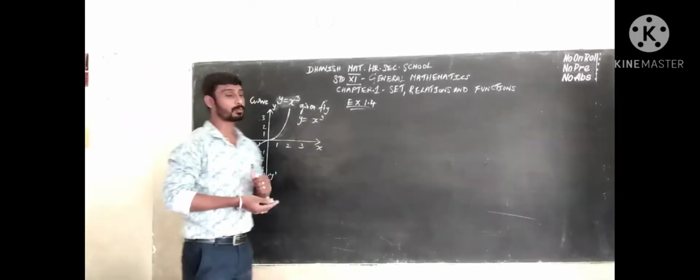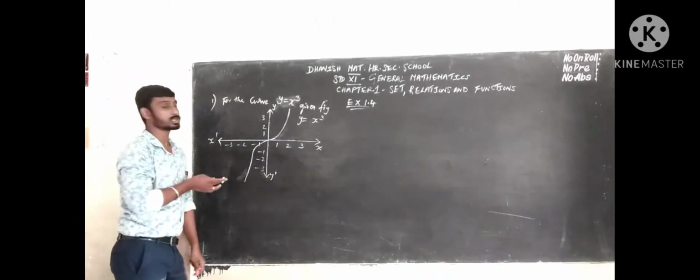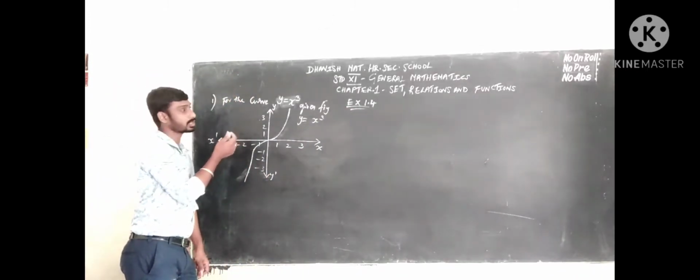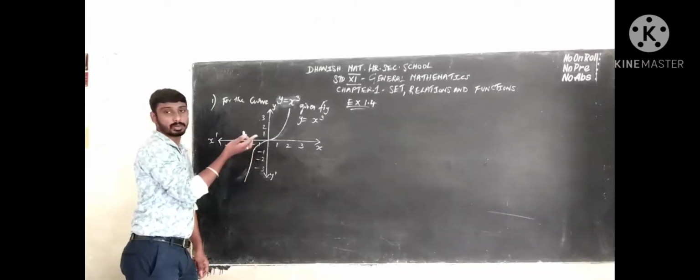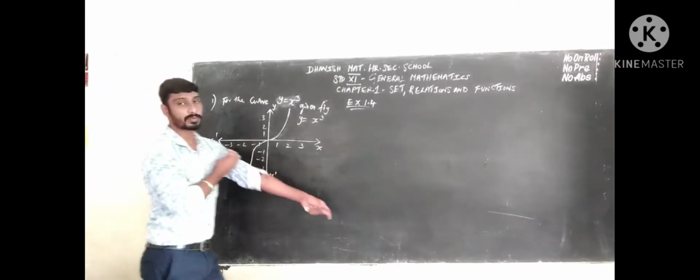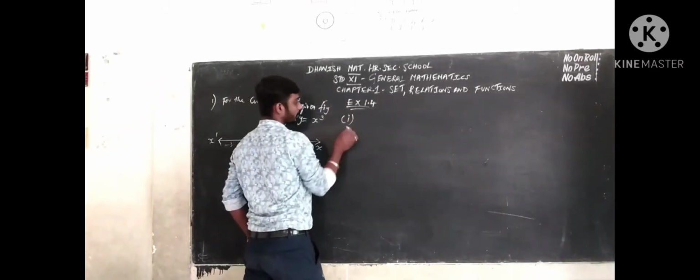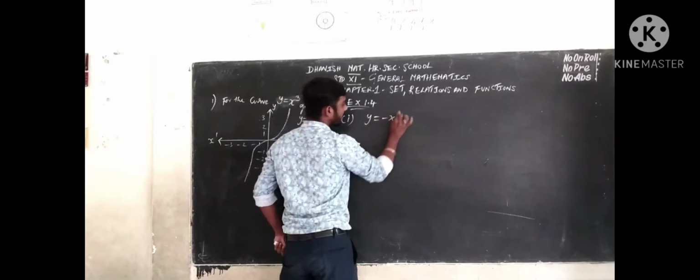Exercise 1.4. What are the questions they have given for the first one? For the curve y is equal to x cube, the given curve will be the y is equal to x cube curve. Now we are going to find out the first question. What is the first question? The question given here is y is equal to minus x cube.